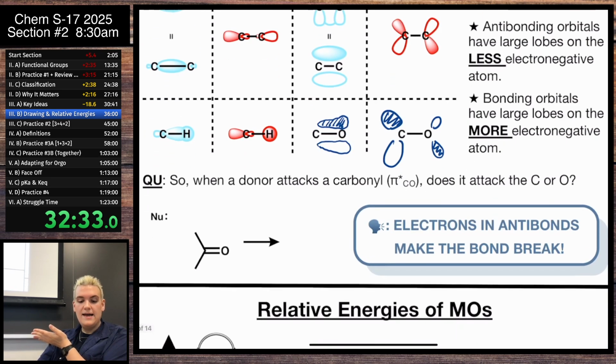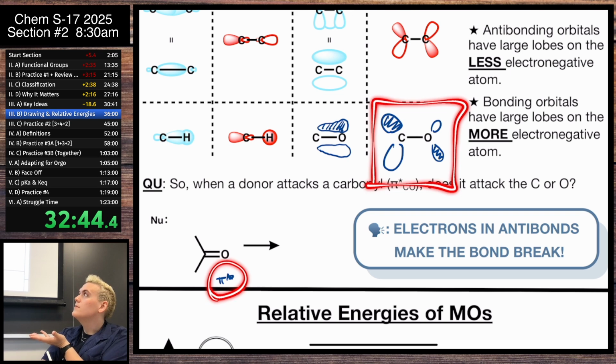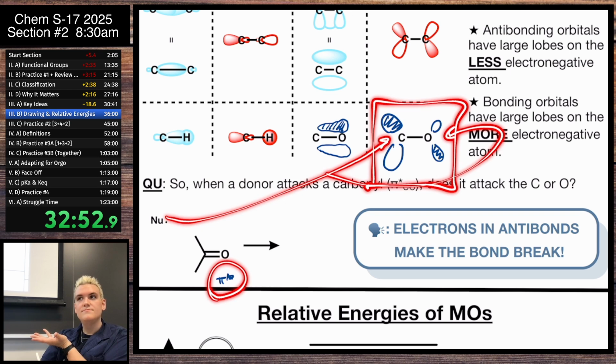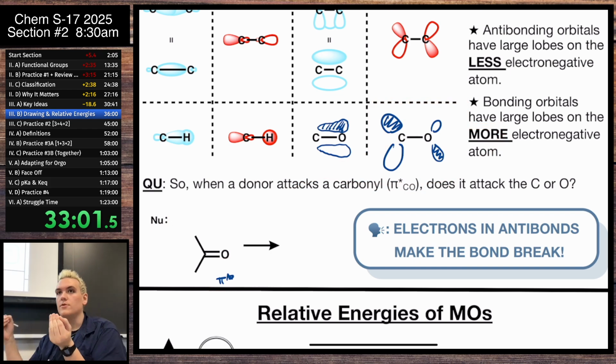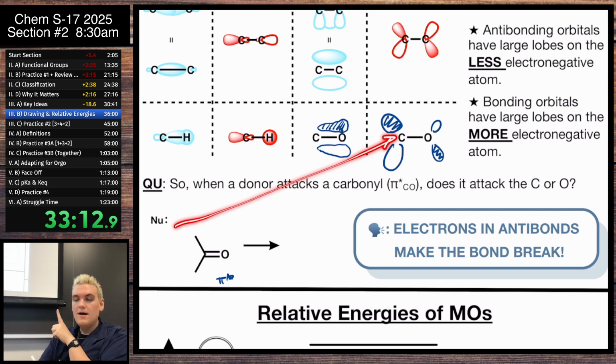Now, let's say we are going to attack a pi star orbital. We are some molecule with a lone pair, and we want to put our electrons in the empty pi star orbital for a carbonyl. Is it going to be easier to attack the carbon side or the oxygen side? Carbon. Why? Yeah, if we are trying to put electrons in an orbital, this is simply larger. It is a bigger target to put electrons, and so it's going to be easier to attack.